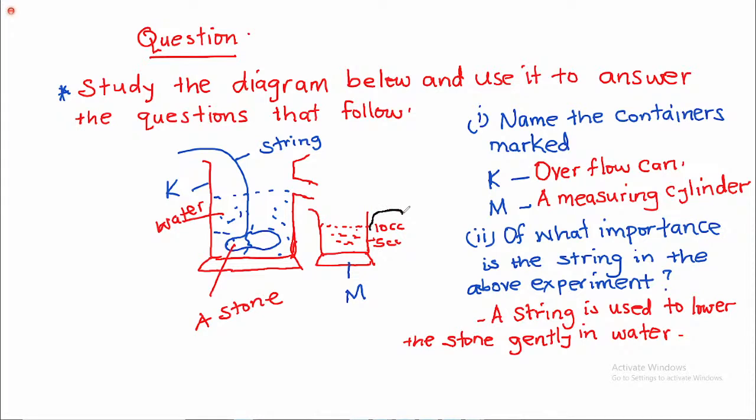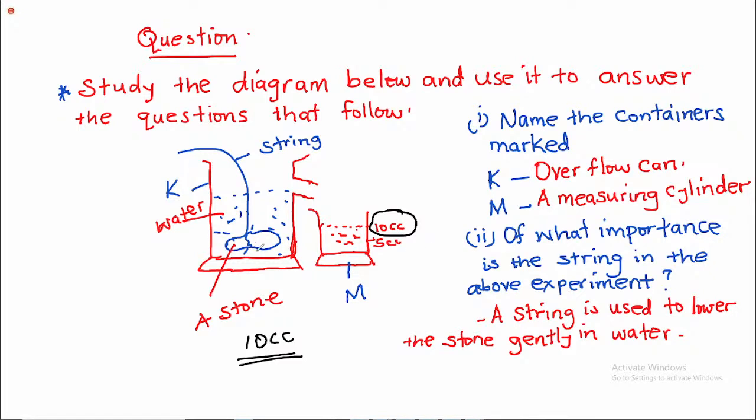Here, we don't subtract because you have got two containers. So the volume of a stone is 10 cubic centimeters. We just take what is in the measuring cylinder. What is in the measuring cylinder? The volume of water which is collected in the measuring cylinder is equivalent to the volume of the stone in an overflow can. So the volume of a stone is 10 cubic centimeters.